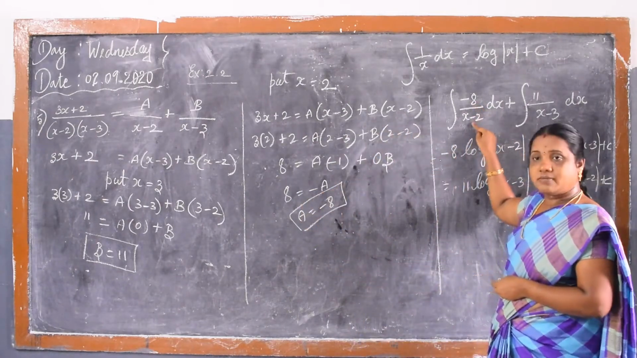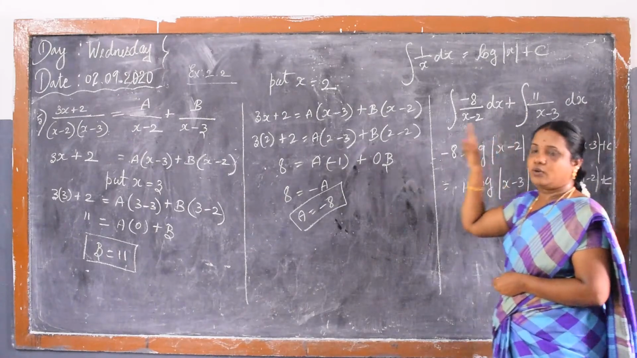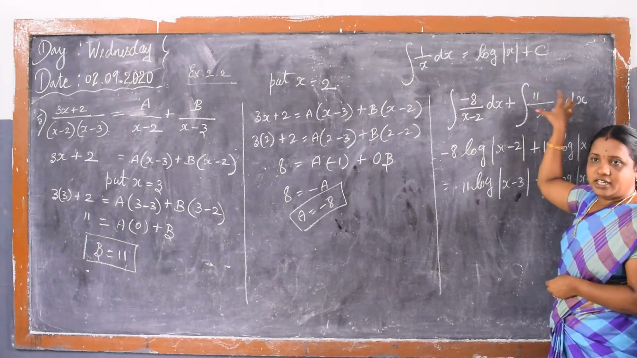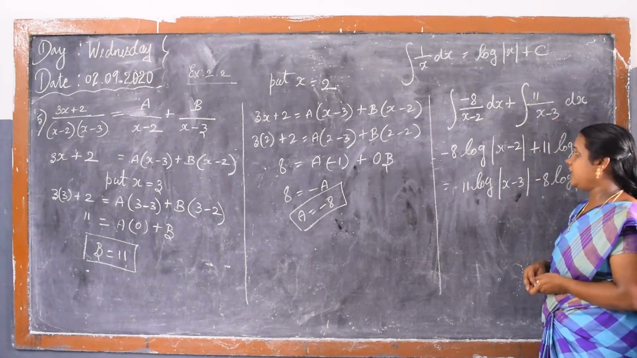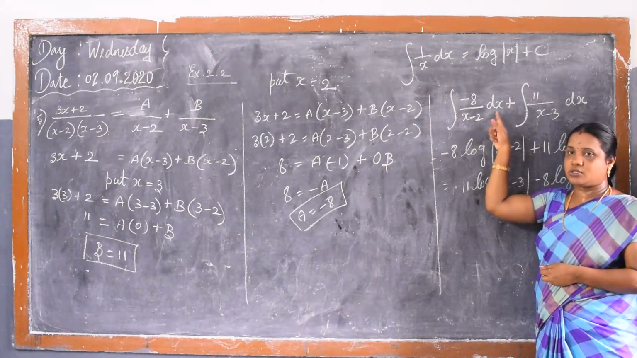Minus 8 by x minus 2 dx plus integrate. What is our b value? 11. So 11 by x minus 3 dx. Now you have to integrate with respect to x. So what do you do? Here take minus 8 outside. Then this becomes 1 by x minus 2 dx.